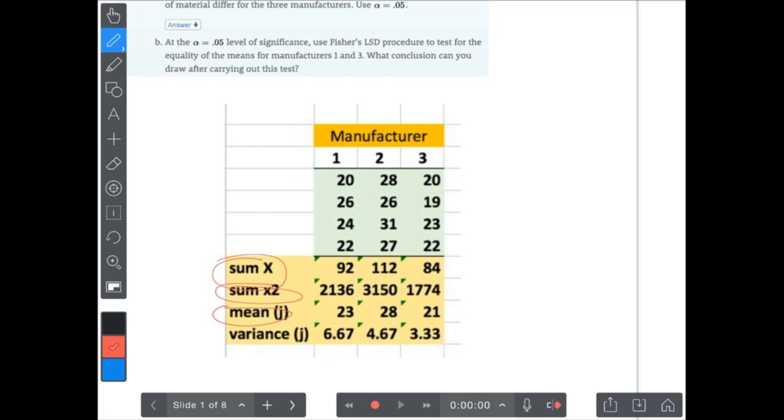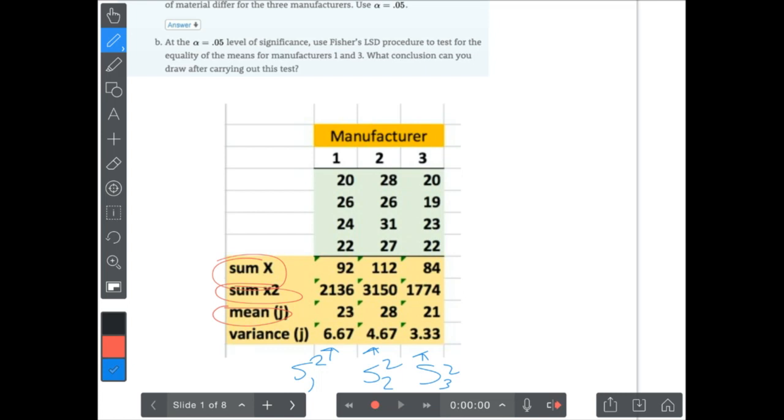So 92 over 4 gives me 23, 112 over 4 gives me 28, 84 over 4 gives me 21. And then I need the sample variance, which is S1 squared, S2 squared, S3 squared. I need those values, right? Sample variance. So that's what those values are. Excel can of course calculate all of them for you, but if you're doing this by hand, you will need to calculate the sample variance.